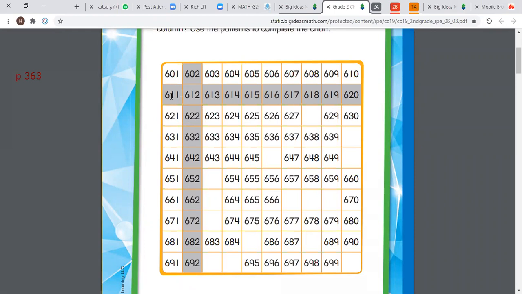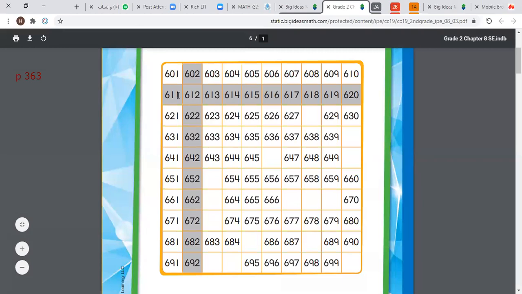Okay, what about this one? Here we have 611, 612, 613, 614, 615. Let's compare between these numbers. Here we have 600 in all the numbers. In all the numbers, we have six in hundreds place. What about tens? In tens place, we have one. Here also one. So here we have one in tens place.